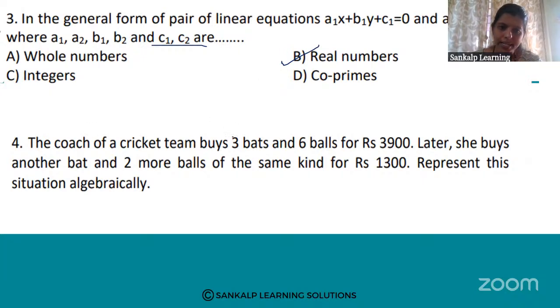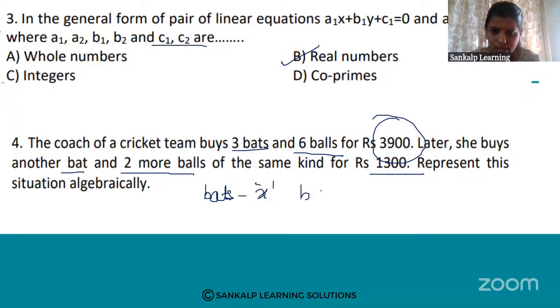The coach of a cricket team buys 3 bats and 6 balls for rupees 3,900. Later, she buys another bat, only one bat, and 2 more balls of the same kind for Rs 1,300. Represent this situation algebraically. Algebraically means, let us consider bats as x and balls as y. So how many bats are there? 3 bats, right? 3x plus 6y is equal to 3,900.